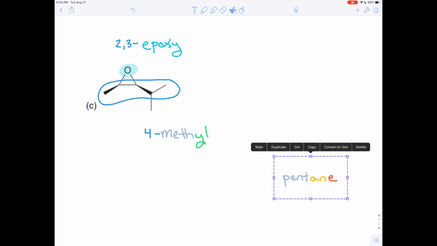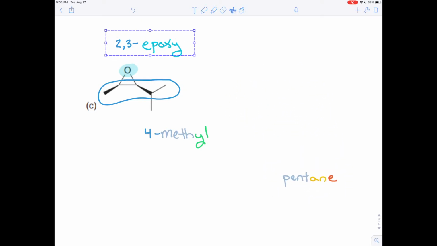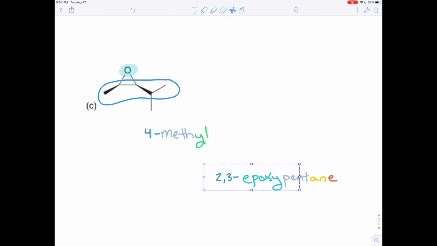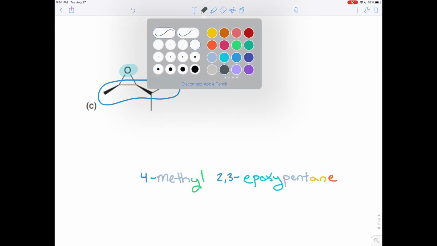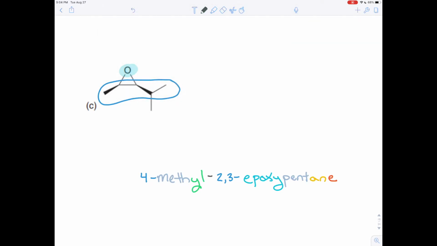Now, pentane comes last. The epoxy is an exception, even though the E comes before the M, and you usually order branches alphabetically. Even though these epoxides are an exception, they're so closely tied to the backbone that the name comes immediately in front of the backbone. And then the other branches go in alphabetical order in front of that. We only have one other branch, it's 4-methyl. So far we've got 4-methyl-2,3-epoxypentane.